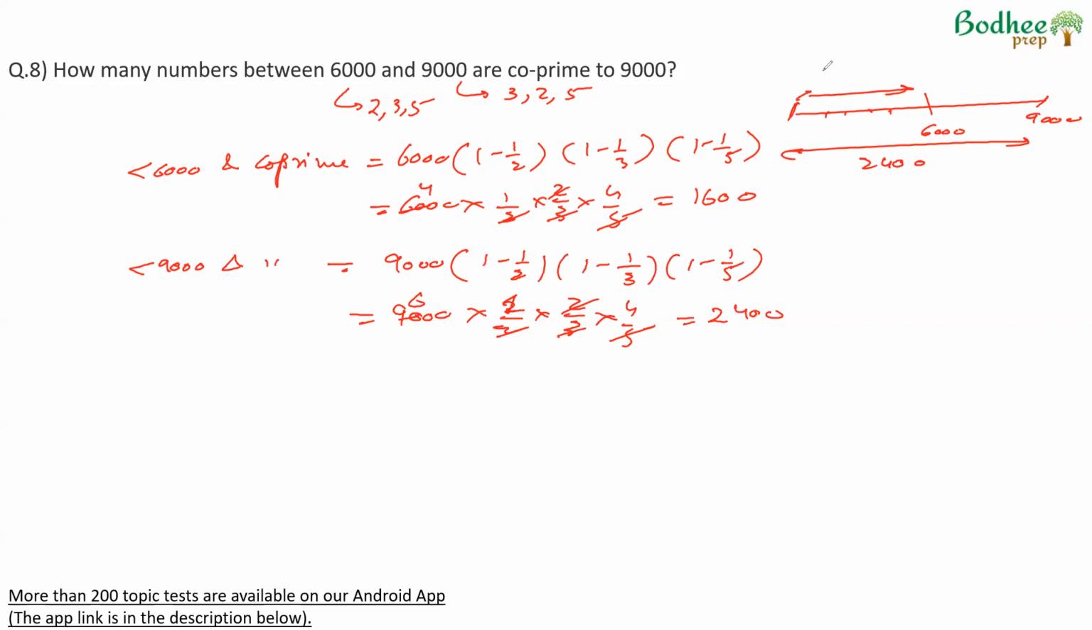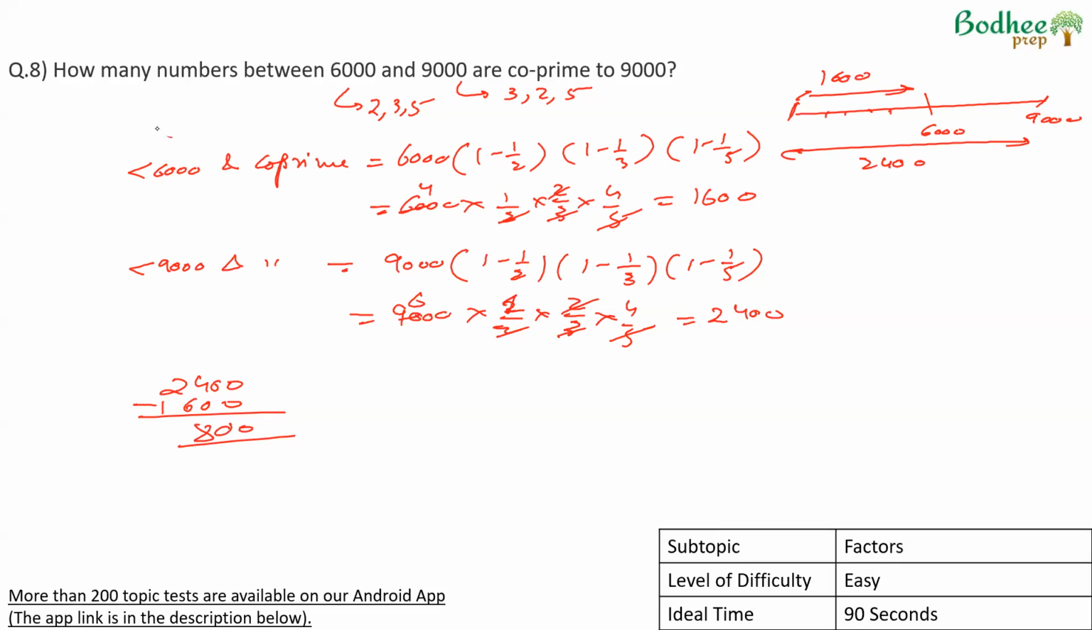From 1 to 6,000, there are 1,600 numbers. And therefore, between 6,000 and 9,000, there will be 2,400 minus 1,600, which is 800 numbers which are co-prime with 9,000. That becomes the answer. Because we know the formula, the question becomes an easy question. Otherwise, counting each factor would have taken a long time. Also, the attempt time falls because all we are doing is putting in the formula and getting the answer. So, 1.5 minutes should be good enough to answer the question.